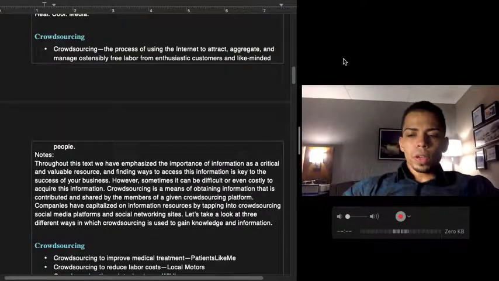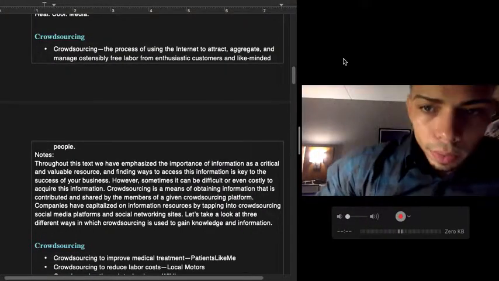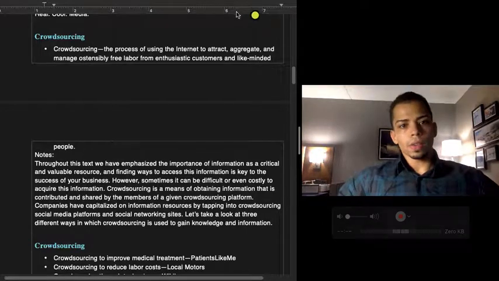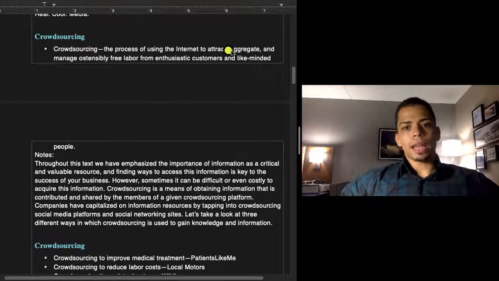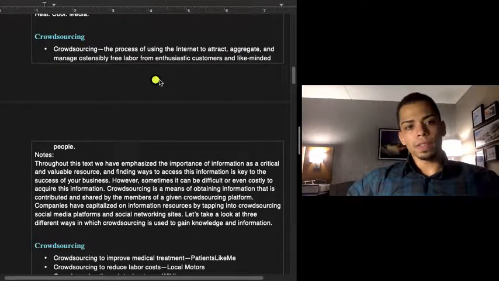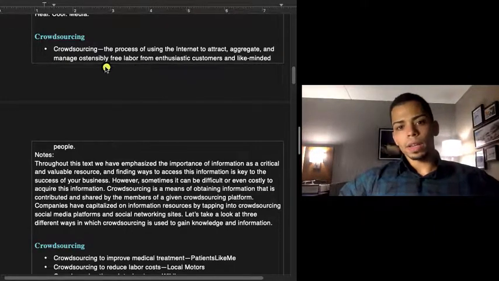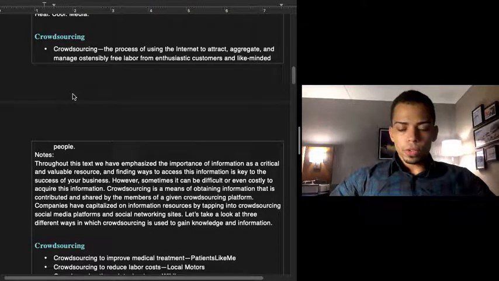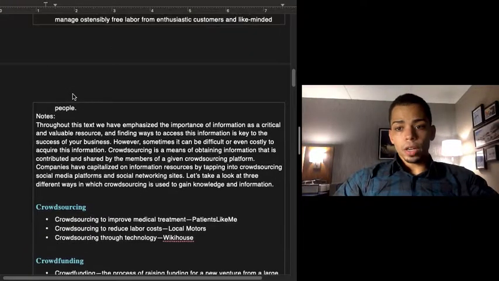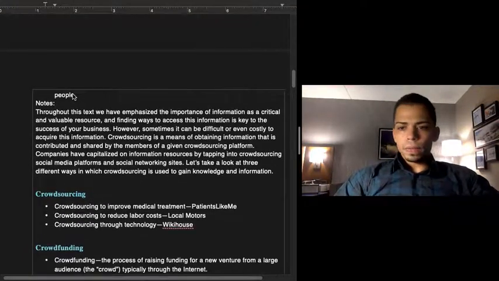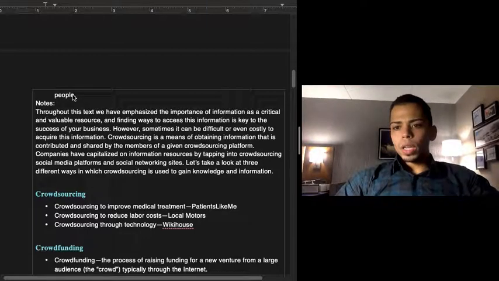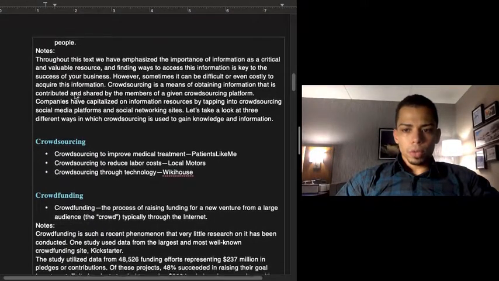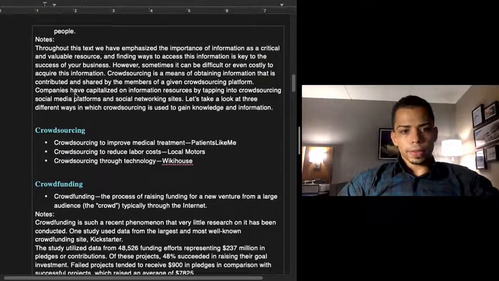Okay, so let's discuss what is crowdsourcing. Crowdsourcing is the process of using the internet to attract, aggregate, and manage ostensibly free labor from enthusiastic customers and like-minded people. So through crowdsourcing, we have a platform in which people share information. Instead of guessing what the customer wants, we can cut straight to the source and really key in on what that customer wants in their product.